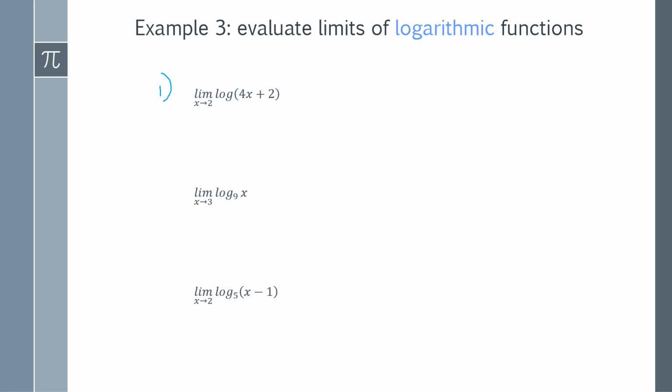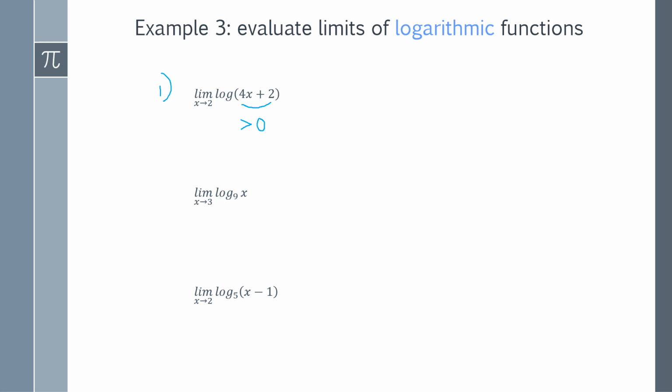When evaluating limits, we need to be careful with logs and make sure that the expression inside the log is greater than 0. We want to make sure this is greater than 0 when we evaluate it at the given value of a. In this case, a is equal to 2.